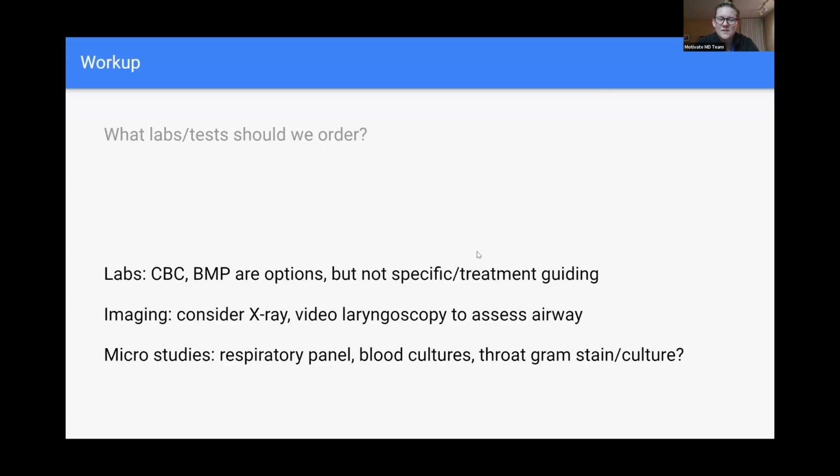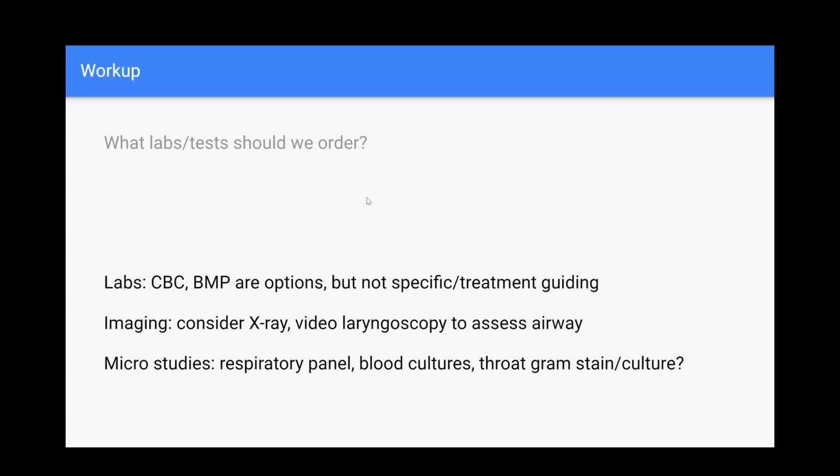Great work. Yeah. So some other things, just a brief note. The CBC and the BMP, I feel like we all kind of shoot for those first because they're super easy, they're inexpensive, and they can give you good information. In this patient, we know that they probably have an infection of some sort. And so it wouldn't necessarily be treatment guiding, but they're not wrong answers. Don't get me wrong, if this patient was in the ER, that would probably be on the list of things that they order.